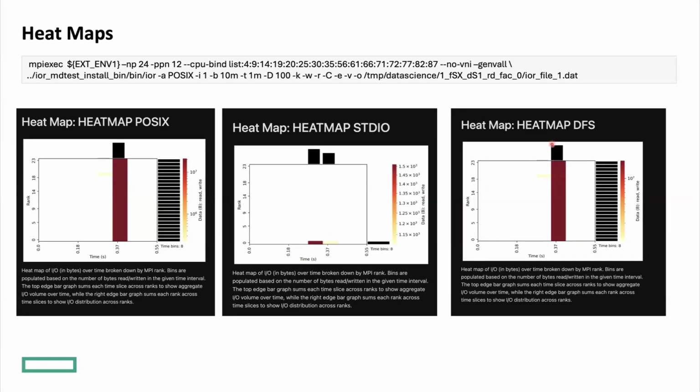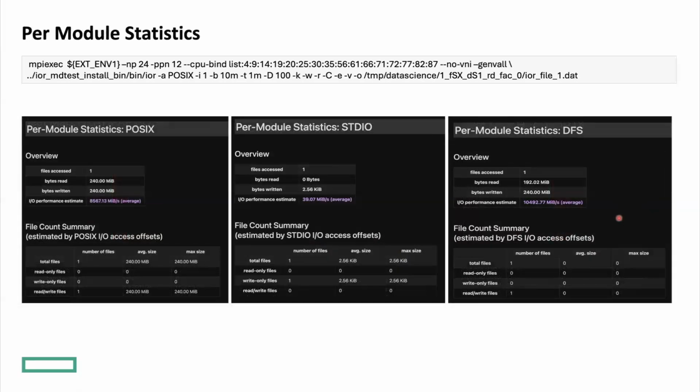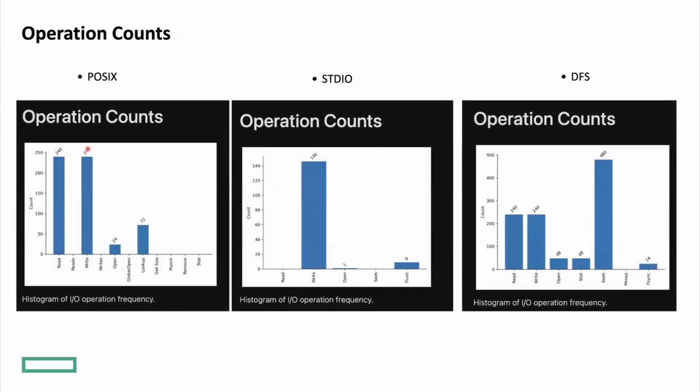And the last one is with the DFS, the same principle as before. You also get per module statistics on the total file size, bytes read, and all that information on three different IO interfaces, and the operation counts as well. So you can see here that at the POSIX level, there are 24 ranks times 10 megabyte blocks that get transferred here to the DFS level. And I think each rank opened twice.